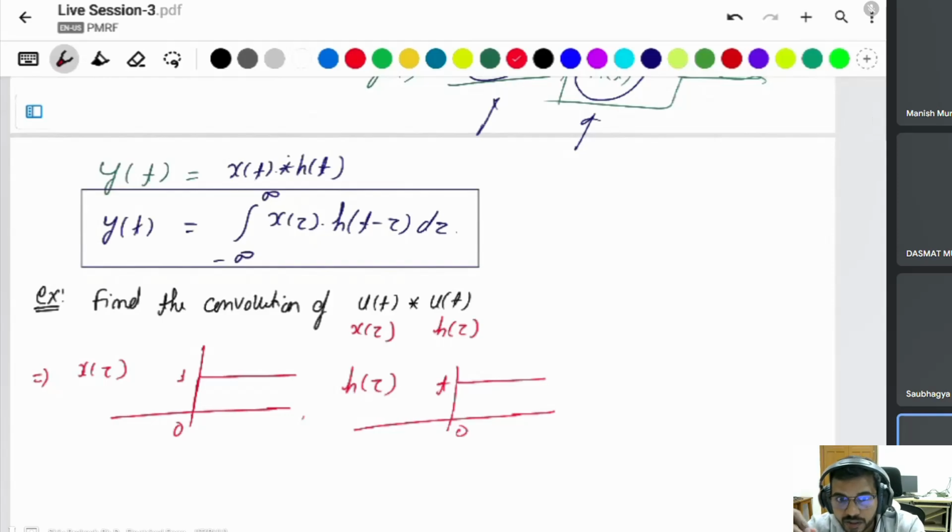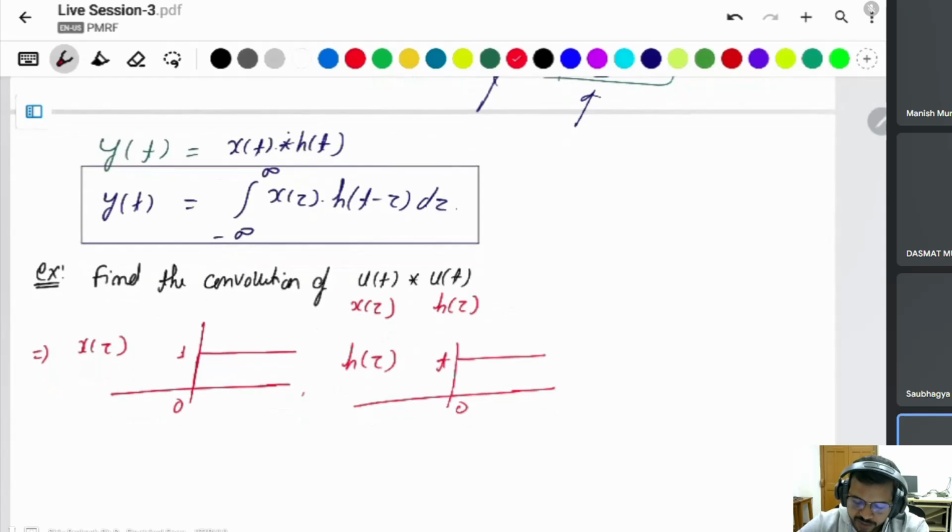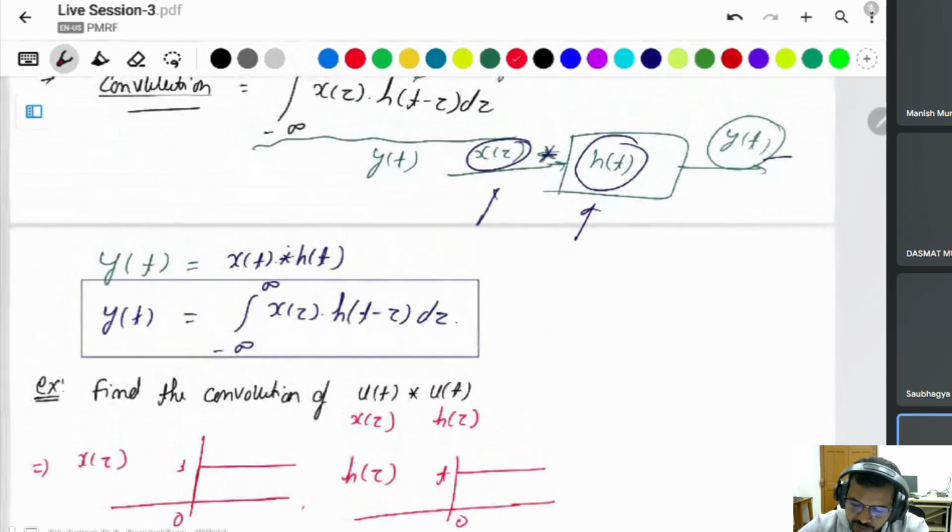Then if our system is a unit step and your input is also a unit step signal, what is the output? This is the question. It means the convolution of both. This is the system and this is the input. Okay, let's try to find. If you give u(t) as the input and the system is also u(t), then what is the output?